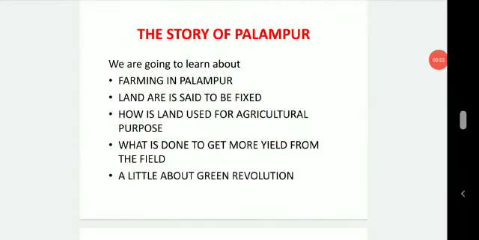Students, in the earlier two videos we studied the background of Palampur and factors of production. Today we shall learn about farming in Palampur: how the land area is fixed, how land is used for agricultural purposes, what is done to get more yield from the field, and a little about the green revolution.